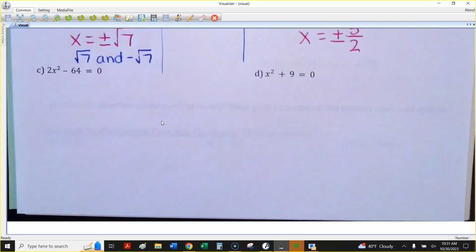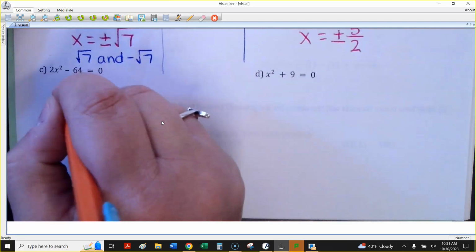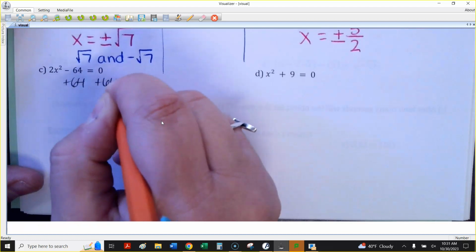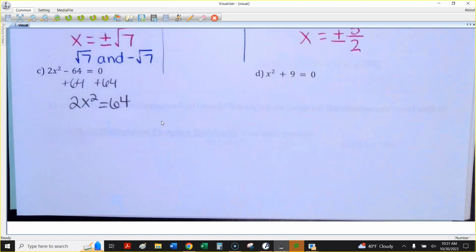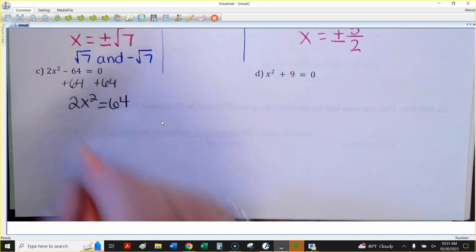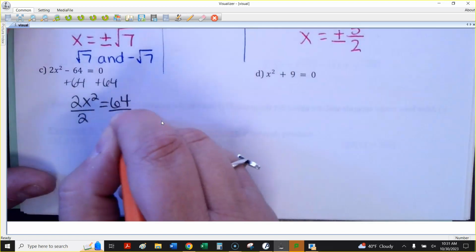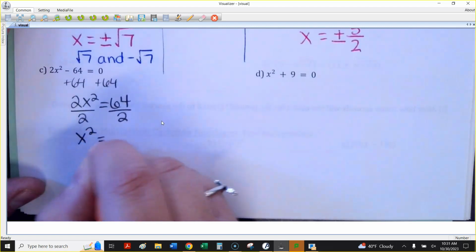All right, similar problem. I'm going to add 64 here. So I don't have an x, I just have an x squared, so I can get that x squared by itself. So I'm going to add 64. Don't take the square root till you get the x squared all alone. So we're going to divide by 2.